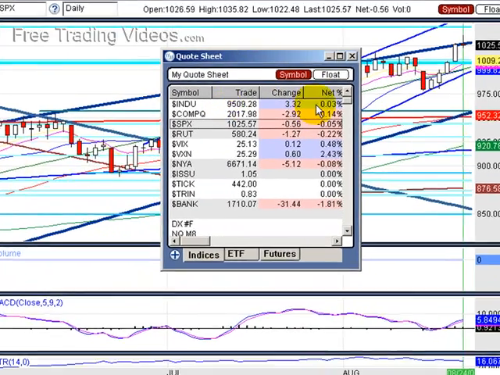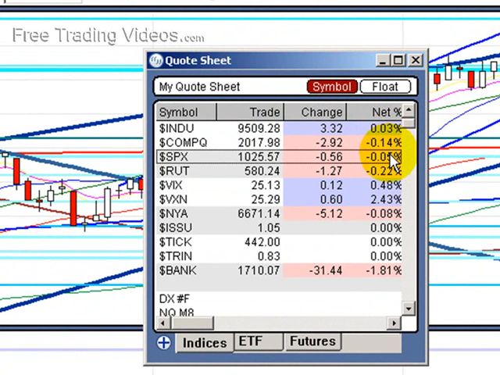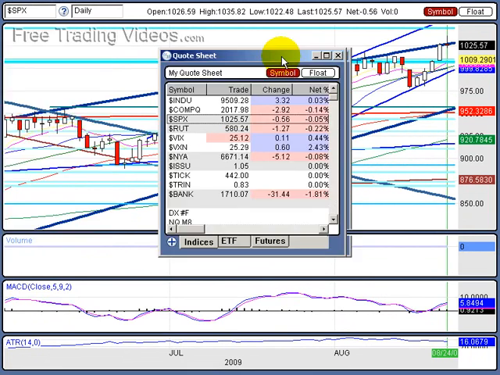And right here, the Dow is up a little bit, but the NASDAQ and S&P and the Russells all went into negative territory by day's end. The VIX is up about 0.5%, hanging around 25 yet again.